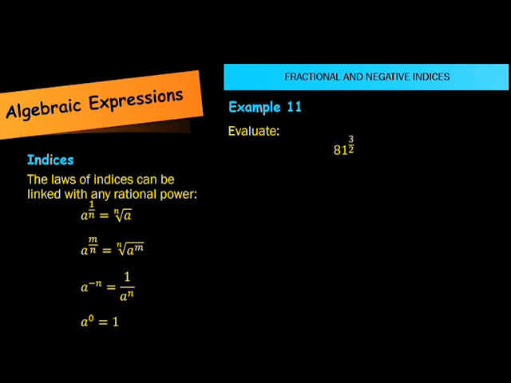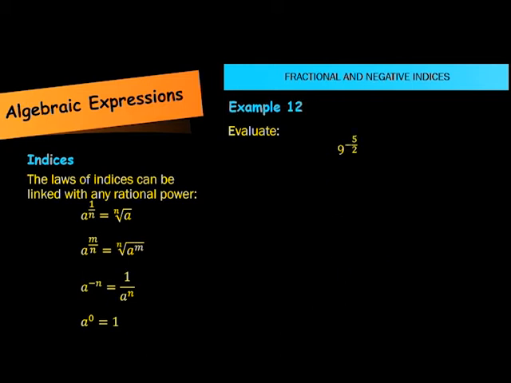And 81 to the power 3 over 2, which can be rewritten as the square root of 81 raised to the power 3, which equals 9 all cubed, which is 729.